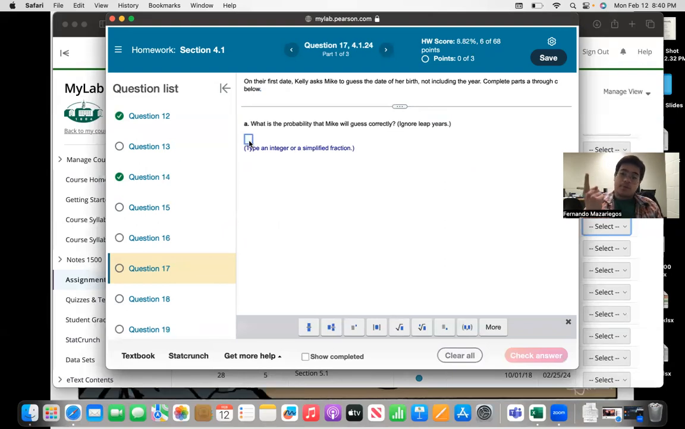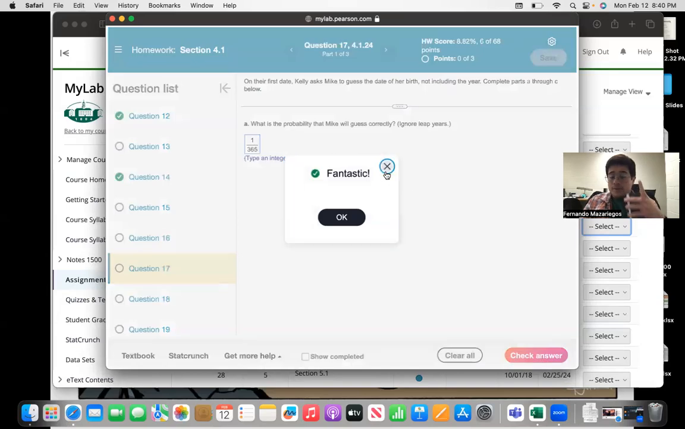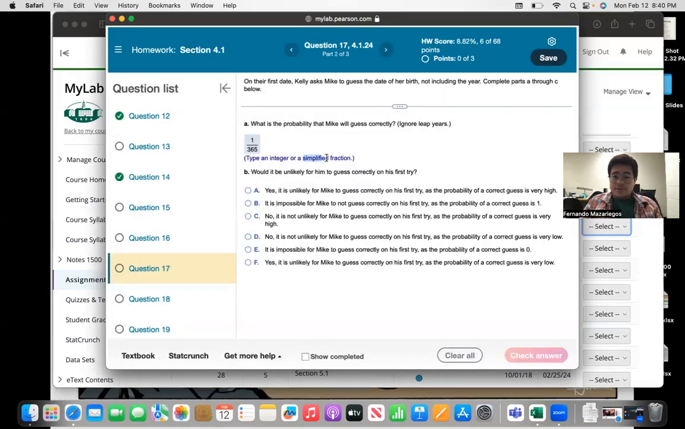So we only have one birthday out of 365 days in a year. Notice we are asked to leave this as a fraction. So we always have to pay attention to how they want us to present their answer. We could have a decimal, a fraction, or a percentage. And notice we ignore leap years, so it's only 365.